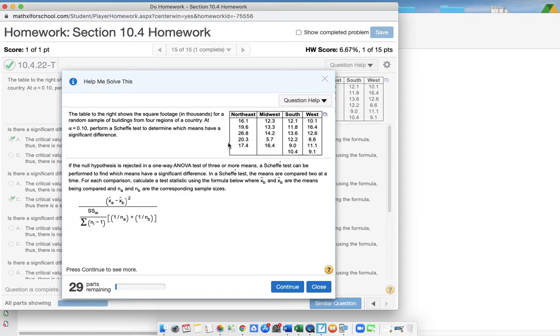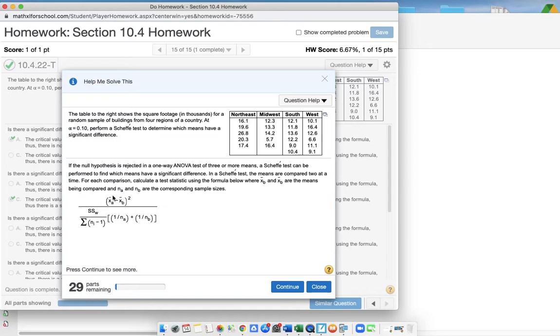I should back this up. We ran the one-way ANOVA test, and I didn't look at the data closely, but it told us that one of these is different. So what we're going to do is see, well, are these two different? And then we're going to ask, are Northeast and South different? Are Northeast and West different? Is Midwest different from South? Is Midwest different from West? And is South different from West? We're going to compare each of them, and that's why this problem takes a little bit of time. But once you get the hang of it, it's just a matter of hitting enter on your calculator.